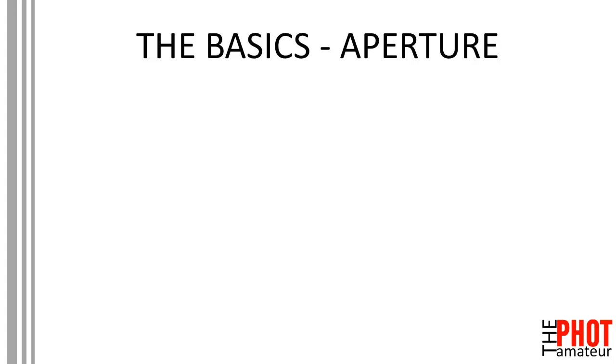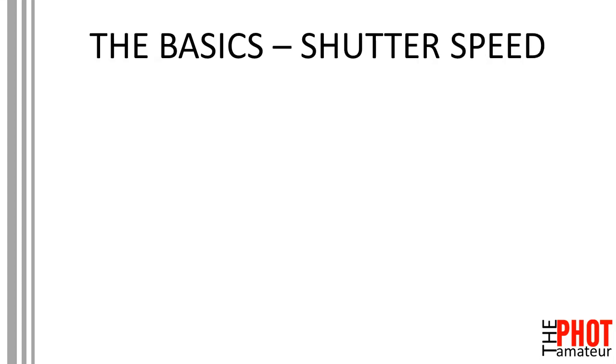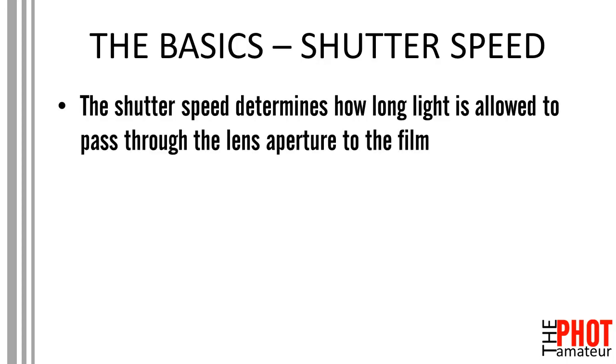Right, so that's ISO and aperture covered. We now need to look at the third point on the triangle, which is shutter speed. Now, shutter speed simply determines how long the light is allowed to pass through the lens aperture to the film.